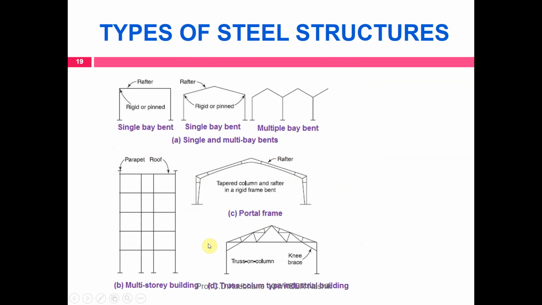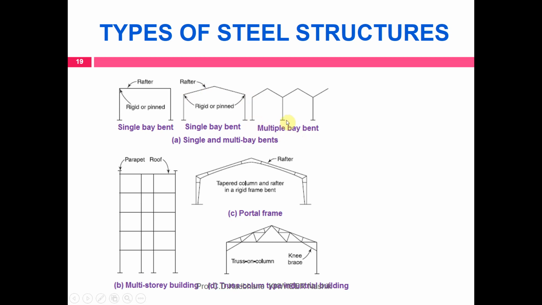So let's now study the types of steel structures. In these diagrams you can observe various types of structures. Number one is a single bay beam. Here these are vertical columns and this is a rafter. The joints may be pinned or rigid. Similarly, this is a single bay bent. Here these columns are vertical and a pitched roof is provided. These are rafters.